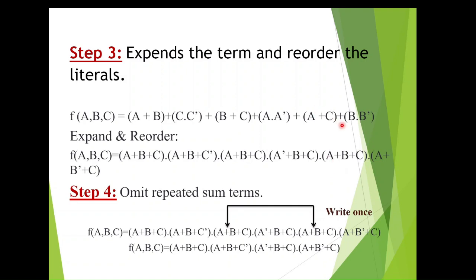Similarly here, a plus b plus c, then a plus b dash plus c. Again here we have a plus b plus c 3 times. So just write one time only. Remaining terms we can write. This is what the max terms. Each is the max term. If in the Boolean function all are max terms, then that kind of expression we call it as canonical form. Similarly, SOP also, if all are min terms, then it is canonical form.